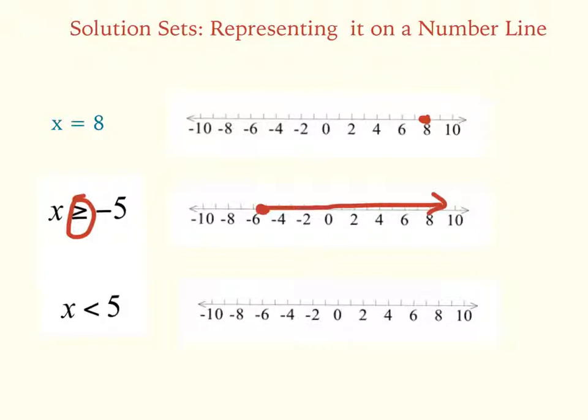Now looking at the next one, I have x is less than 5. So I'm going to go to 5, which is in between 4 and 6. This time I'm going to have an open circle. And if it's less than 5, I'm going to draw my line to the left to represent all the numbers that are less than 5. Could be possible answers for x.